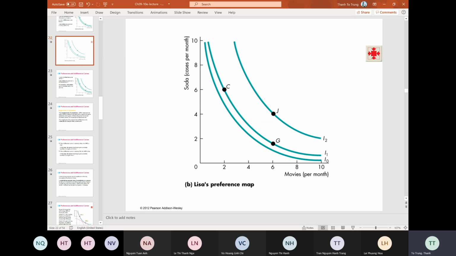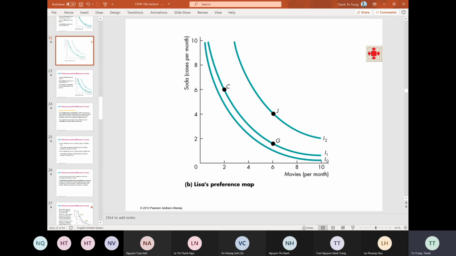And the second property of the indifference curve is that the maps of indifference curves are parallel curves. That means indifference curves never cross each other, right? And the last property of the indifference curve is that the further the indifference curve, the higher the utility that consumers get from the consumption. All right.